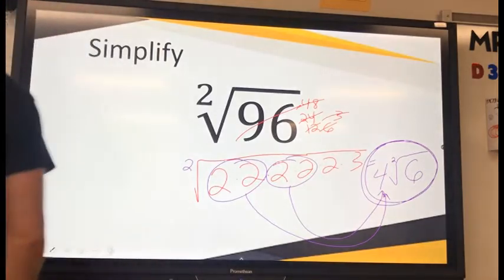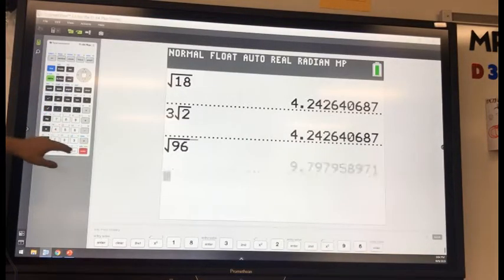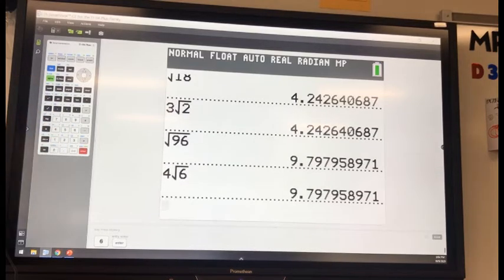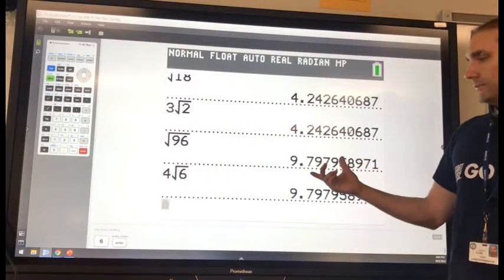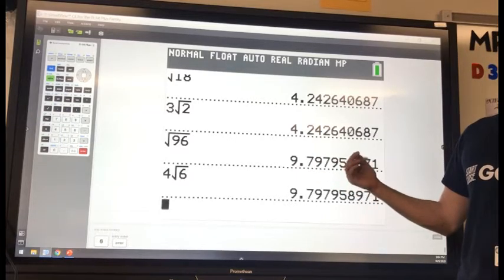So once again, we can go to our calculator. Square root of 96 for square root of 6. Why does your decimal go like that? Because it's an irrational number, so it can't be turned into a fraction. It's never gonna be a whole number.